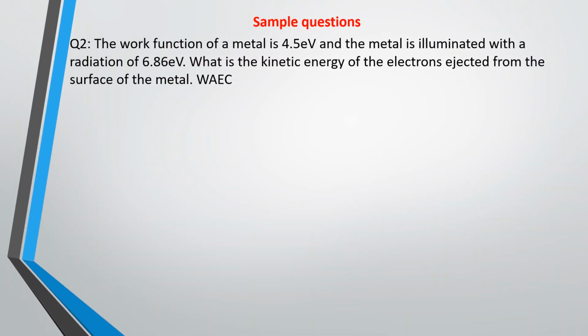So this is another one. It says that the work function of a metal is 4.5 electron volts, and the metal is illuminated with a radiation of 6.86 electron volt. What is the kinetic energy of the electrons ejected from the surface of the metal?